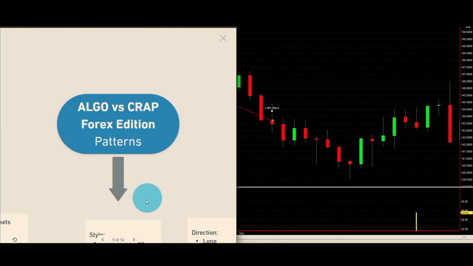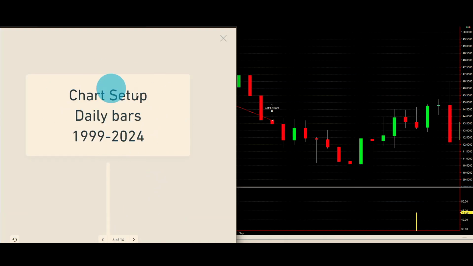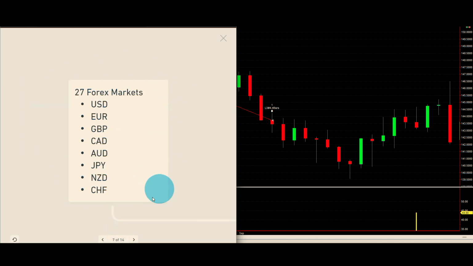This is the Forex edition. So we start with the chart setup. All the testing will be on daily bars starting in 1999 and ending in November 2024. Then I load 27 Forex pairs. The Forex pairs are combinations of these Forex markets: US dollar, euro, British pound, Canadian dollar, Australian dollar, Japanese yen, New Zealand dollar, and Swiss franc.